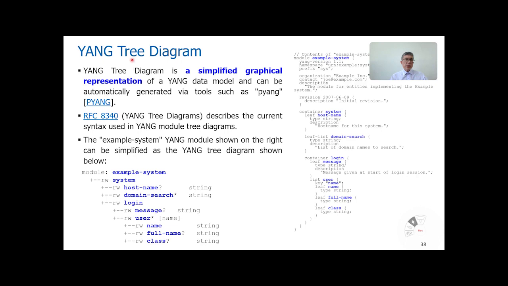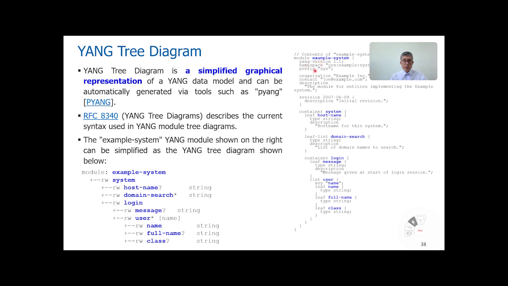So a Yang tree diagram is a simplified graphical representation of a Yang data model. So this one also we can define in a Yang module. The pyang tool can be used to construct this automatically. So RFC 8340, Yang Tree Diagrams, describes the current syntax used for Yang module tree diagrams. So the example system we previously saw, right? This example Yang module can make this one.